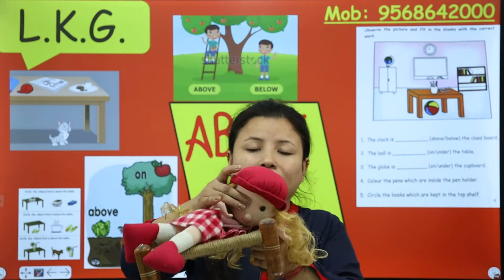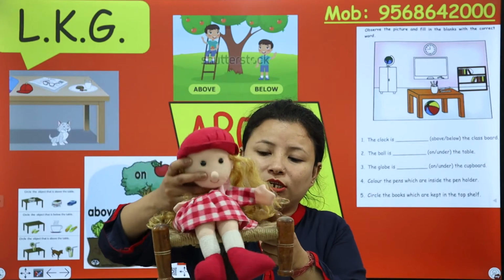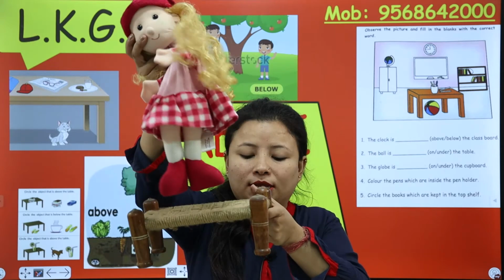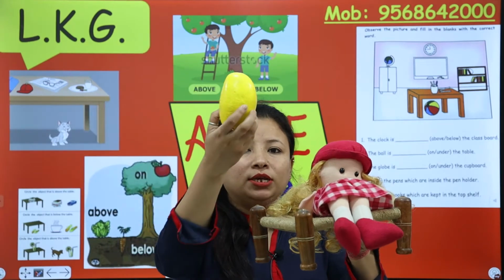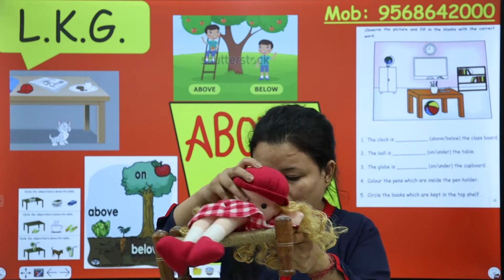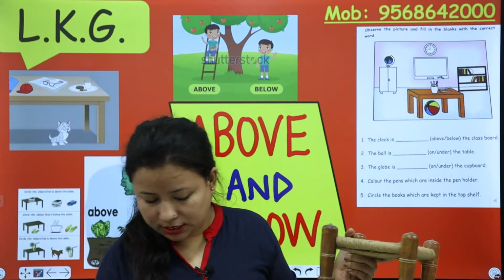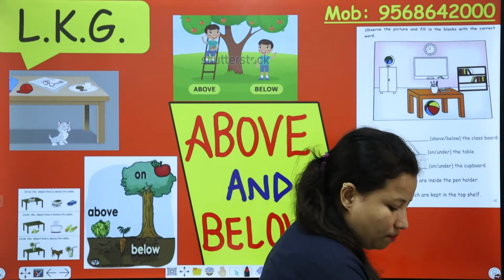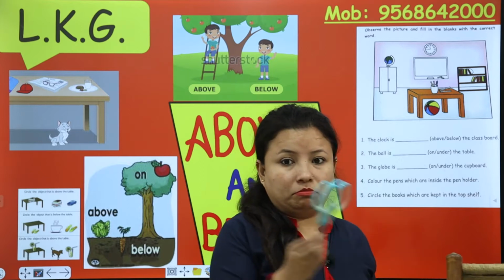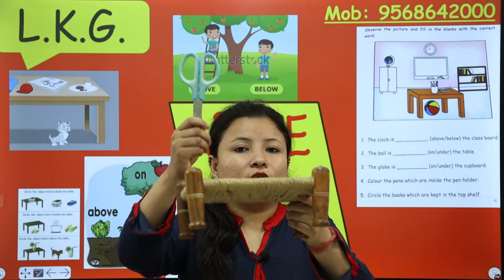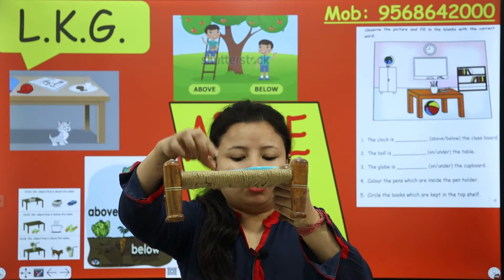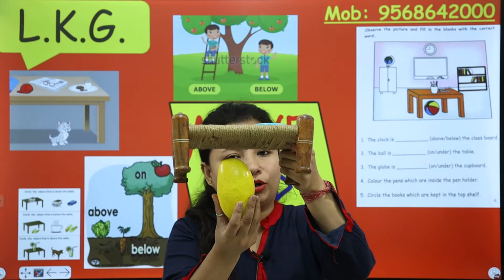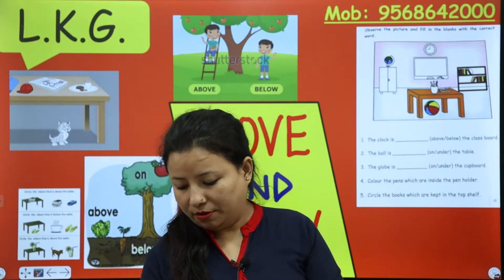Okay, and she is my doll, so she is above the cot, and this mango is below the cot. Now I will give you some other example, like this is a saucer. So the saucer is above the cot and the mango is below the cot. Okay, so this is the concept of above and below.